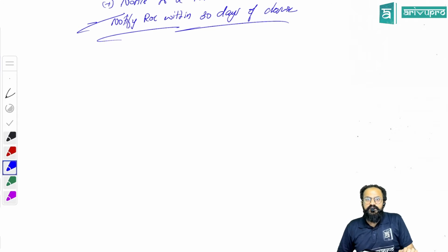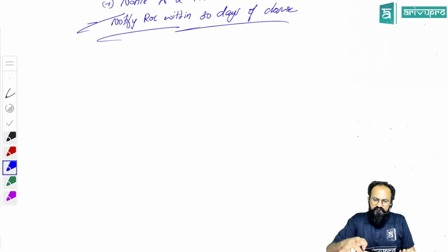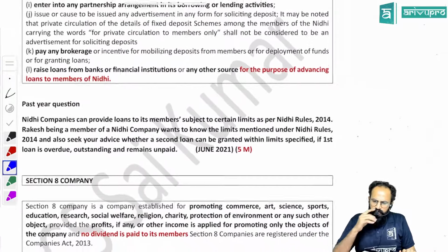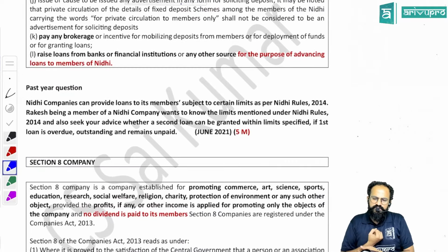NIDHI companies can provide loans to their members subject to certain limits as per NIDHI Rules 2014. Rakesh, being a member of a NIDHI company, wants to know the limits mentioned under NIDHI Rules 2014 and also seeks your advice whether a second loan can be granted within the limits specified if the first loan is overdue, outstanding and remains unpaid. Try to think and tell me the answer.